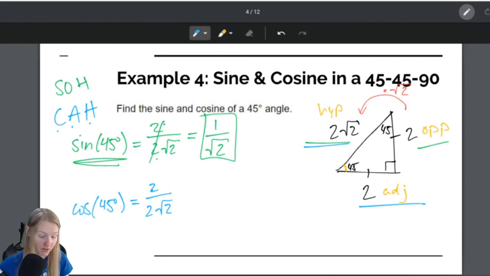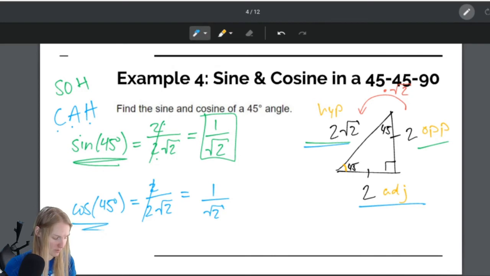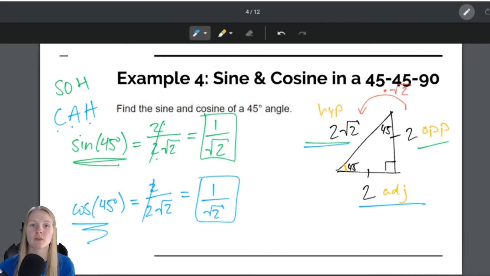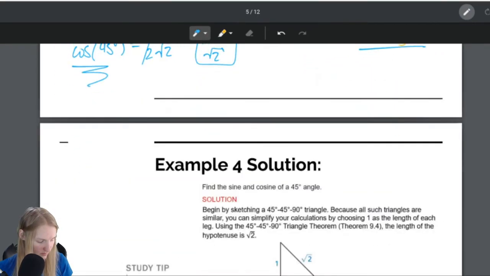And that is because in this triangle, the legs of any 45, 45, 90 triangle are the same. And that is why the sine and the cosine are also the same. So again, your 2's cancel out there and you get 1 over the square root of 2. Awesome. Cosine of 45 is 1 over the square root of 2. Beautiful. All right. Let's move on to the next example.